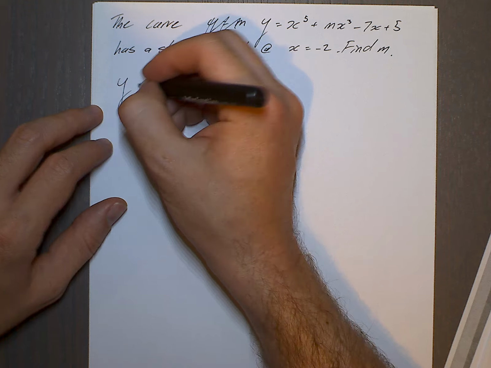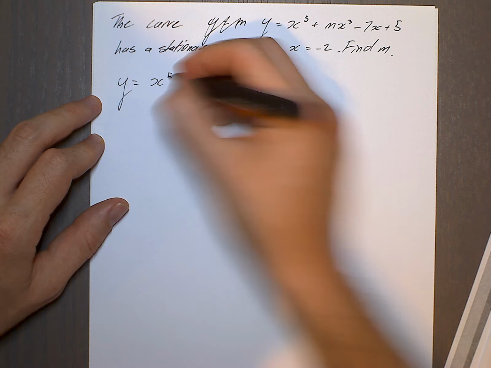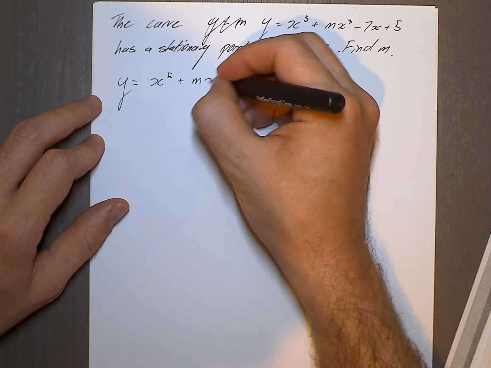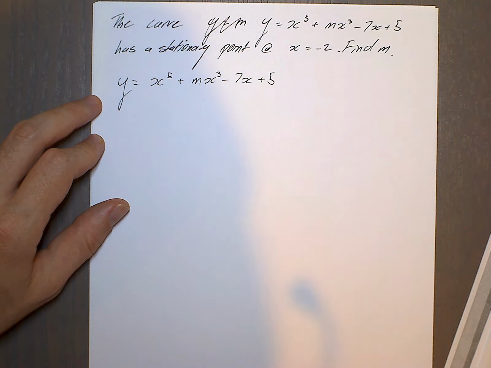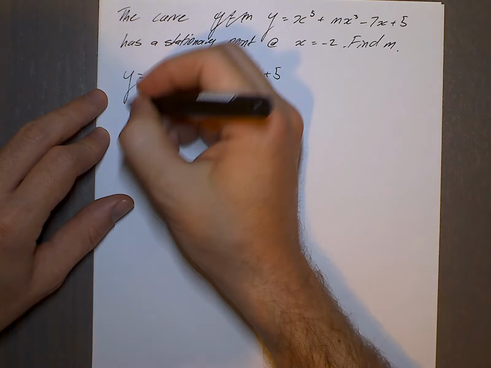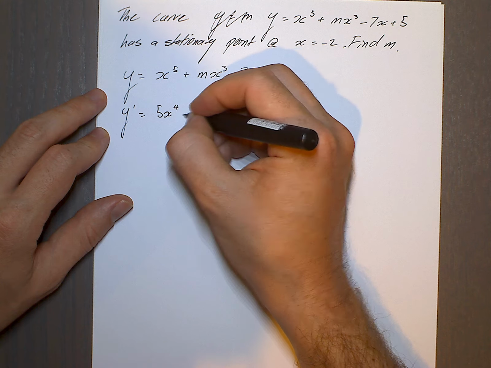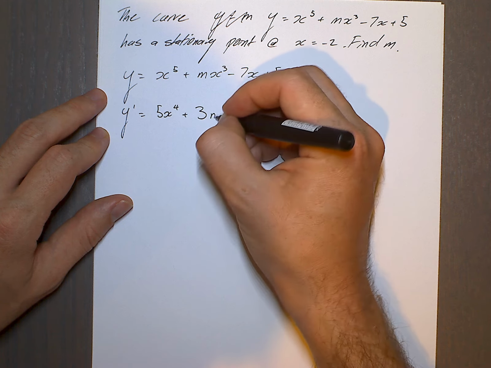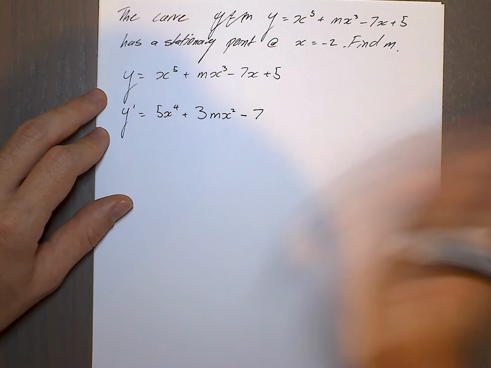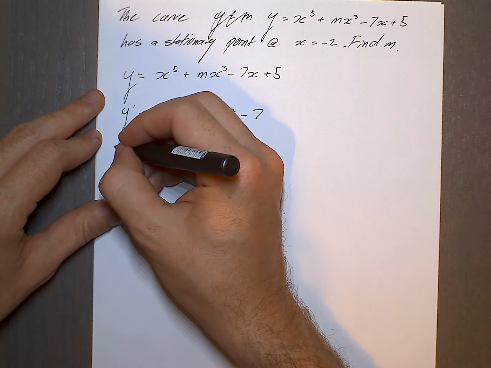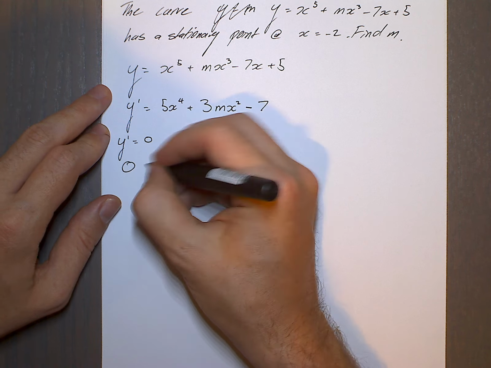So the first thing I'm going to do is write it out again. I always like to write it out just to be thorough and clear. Okay, here we have our equation. Let's differentiate it. y dash is going to be 5x to the power of 4 plus, this is going to be ugly, 3mx squared minus 7. And that 5 goes away. Cool, don't come back. Now, this is a stationary point, so we know our y dash equals 0. So let's make that true.